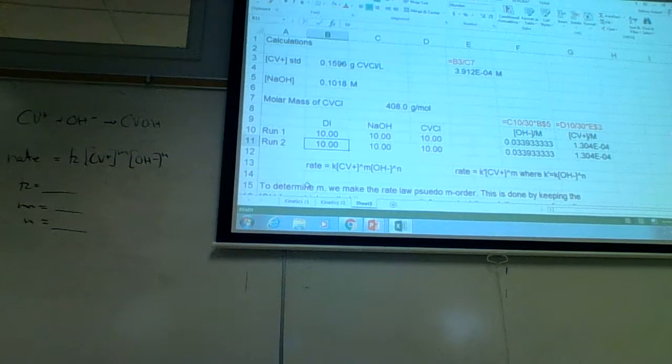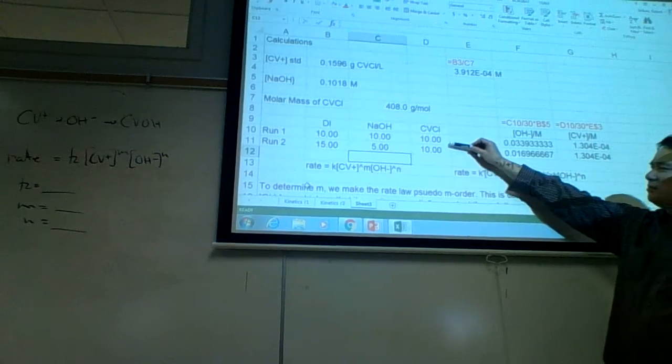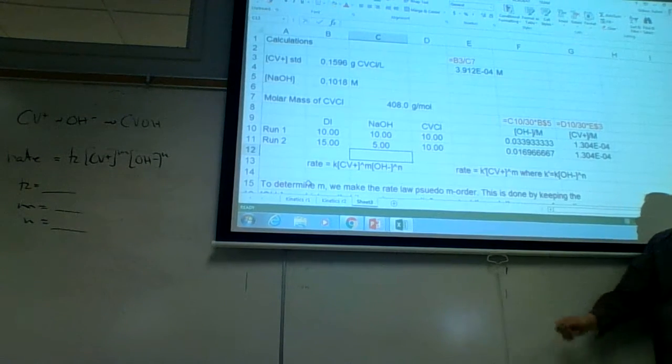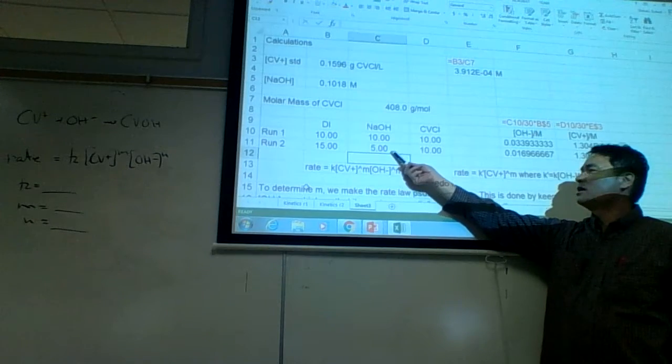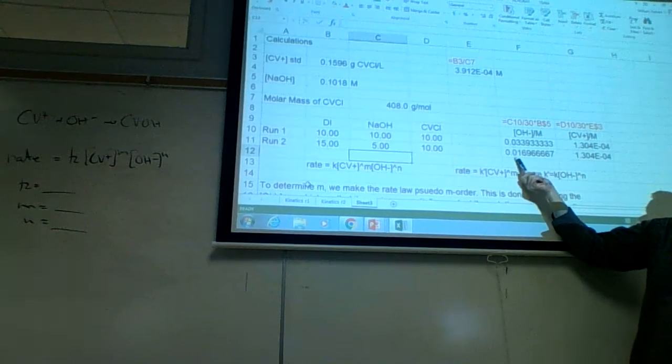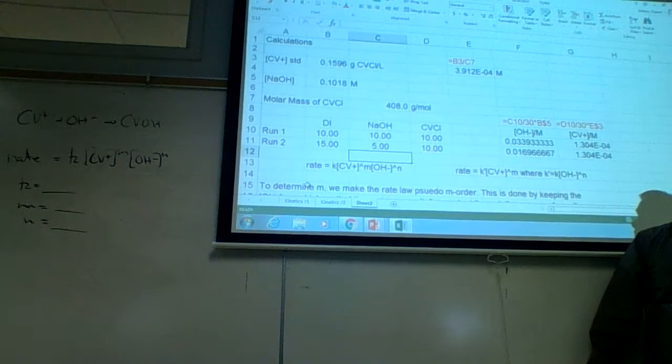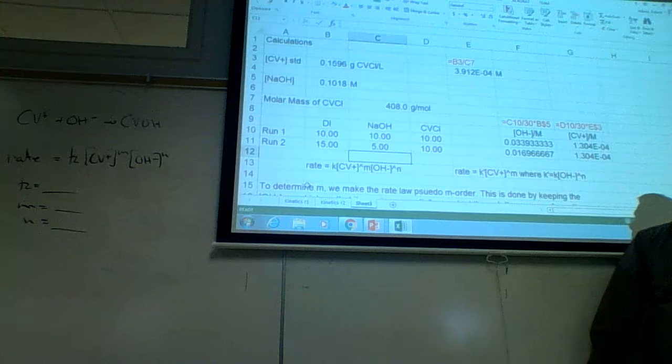In run 2, how much DI water did we use? How much sodium hydroxide? 5. And crystal violet was 10. So between run 1 and run 2, the crystal violet concentration is the same, because it is a 10 to 30 dilution in both cases. But the sodium hydroxide, we used half as much sodium hydroxide here, and if you look, the concentration is going to be half the concentration of run 2. That's the first thing.